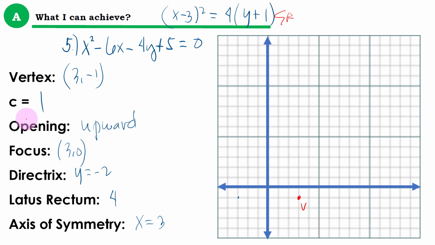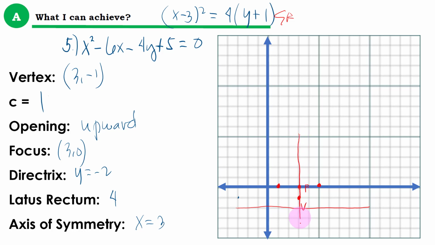And ang ating focus ay nasa 3, 0, kasi opens upward siya at 1 unit lang. At ang ating directrix ay nasa y equals negative 2. Ito yun. Tapos, ang ating latus rectum ay 4. So, bilang tayo ng tig 2 units. Ito yun. And then, our axis of symmetry is x equals 3.